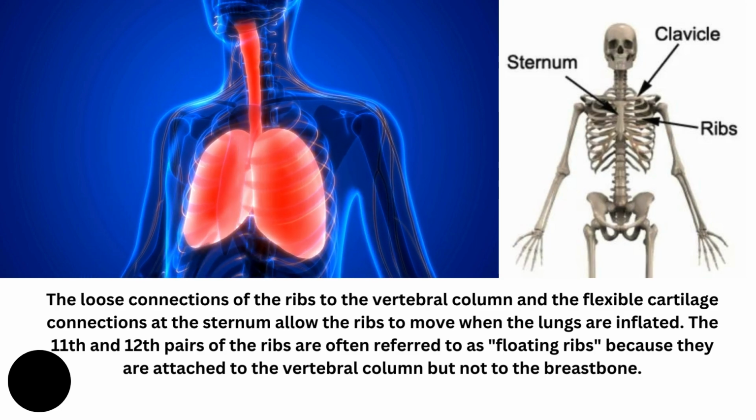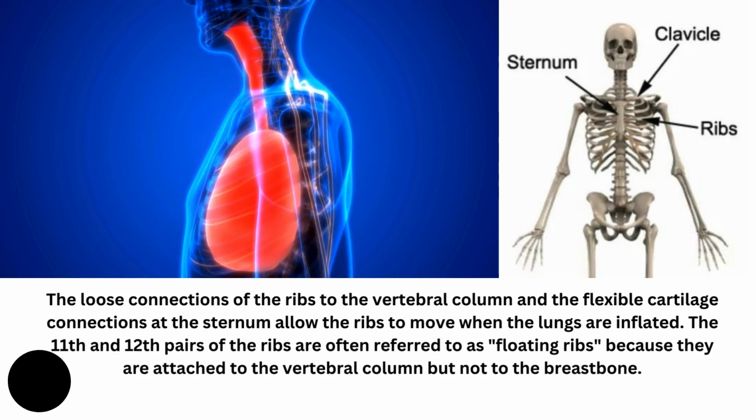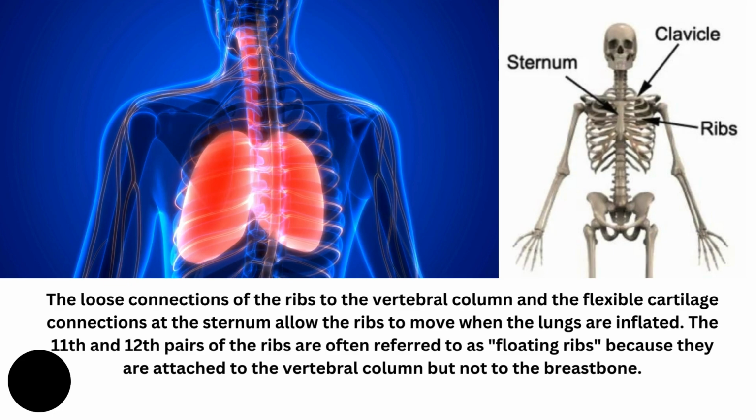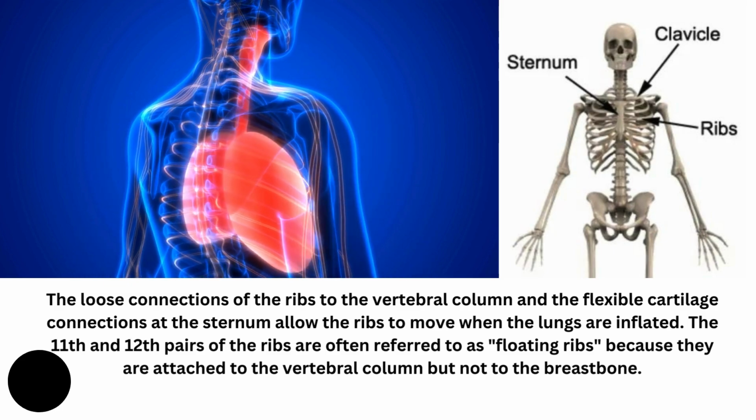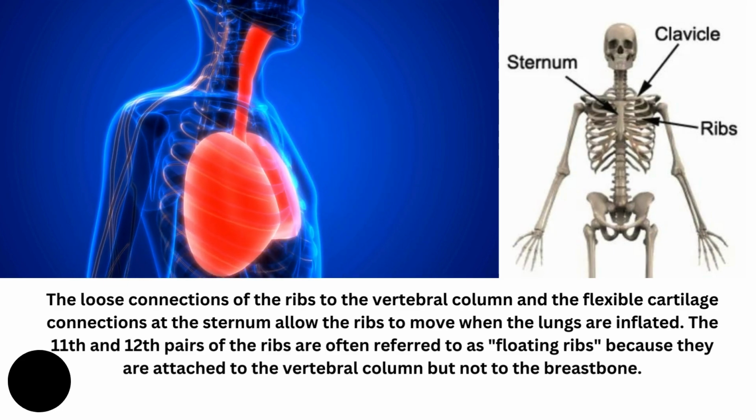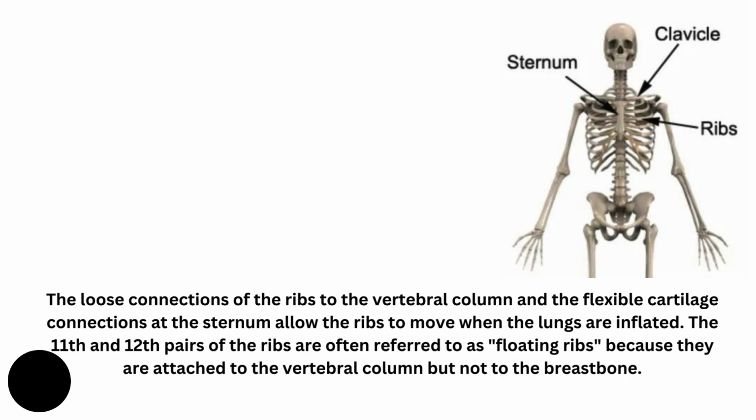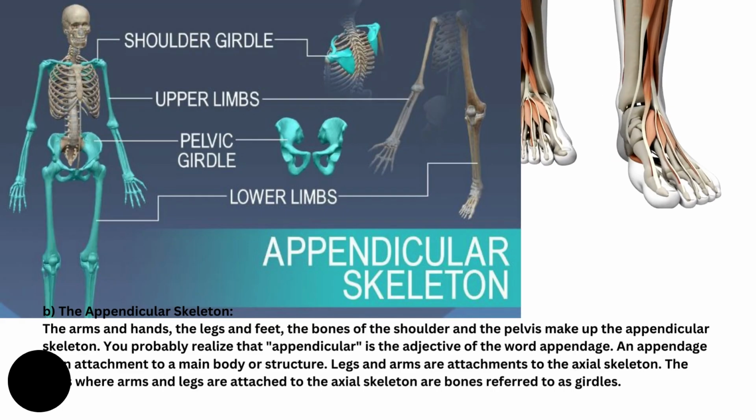So the loose connection of the ribs to the vertebral column and the flexible cartilage connection at the sternum allow the ribs to move when the lungs are inflated. And the 11th and 12th pairs of the ribs are often referred to as floating ribs because they are attached to the vertebral column but not to the breastbone.